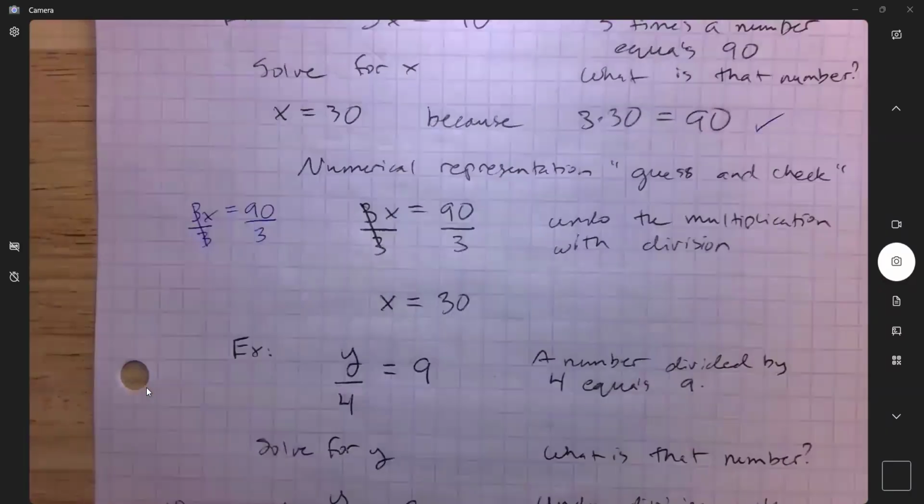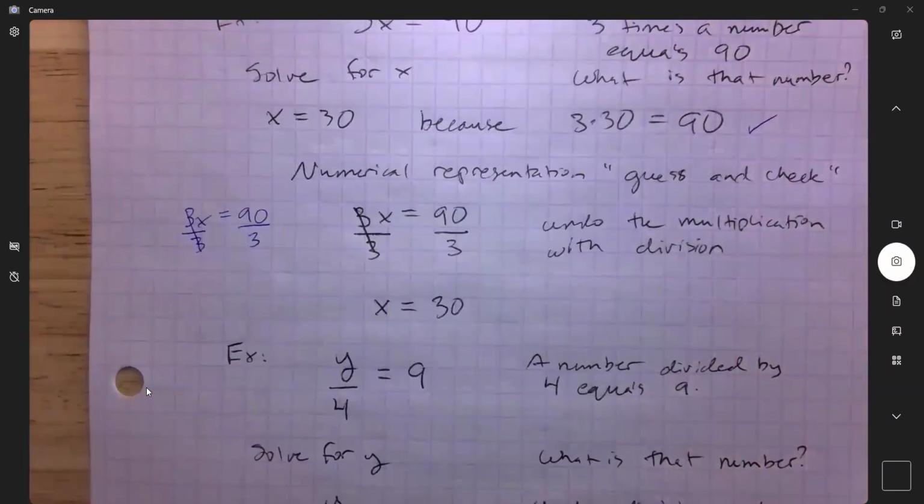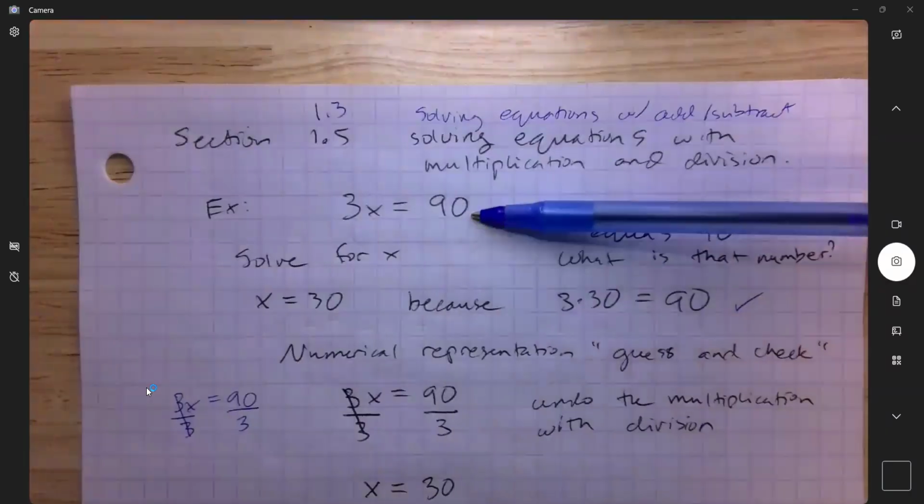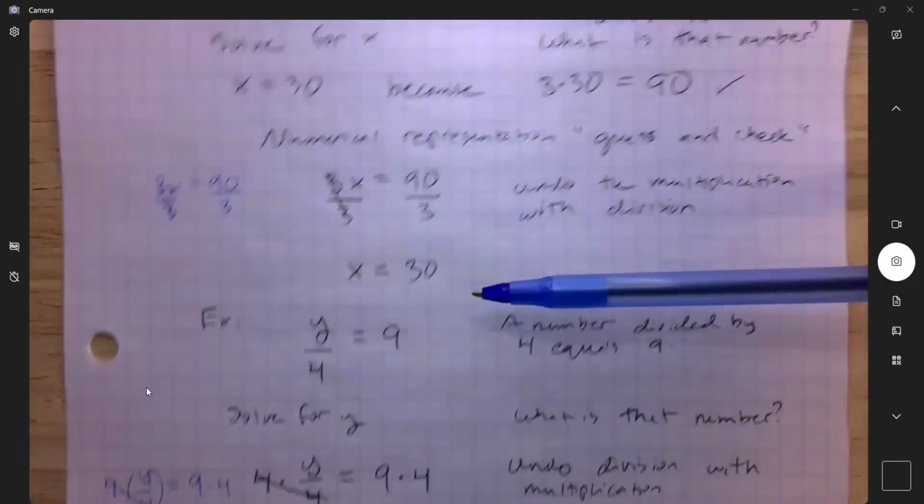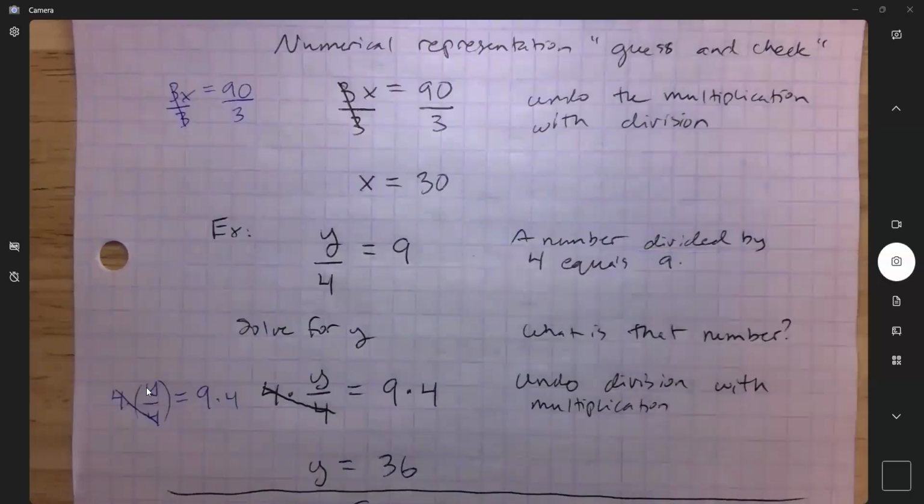That's section 1.5. There's hardly anything in the textbook for explaining it. It just shows an example of solving with multiplication, an example of solving a division equation, and then it has lots of practice problems. So work through that homework to practice solving equations with multiplication and division.